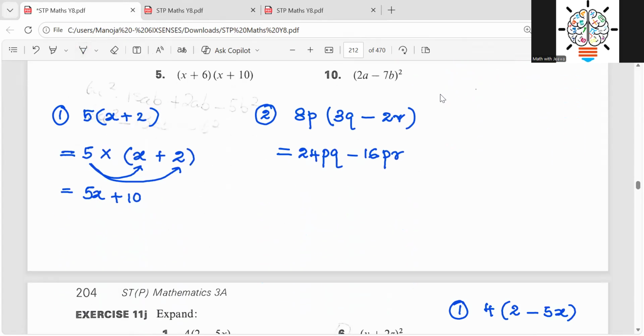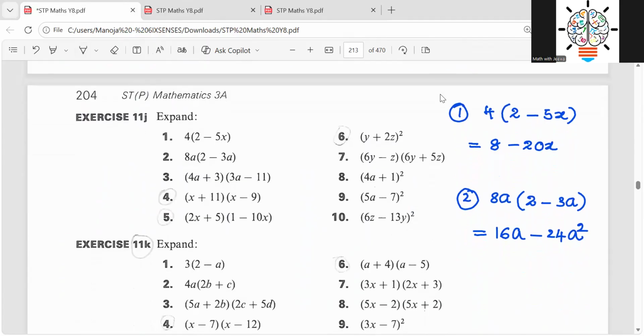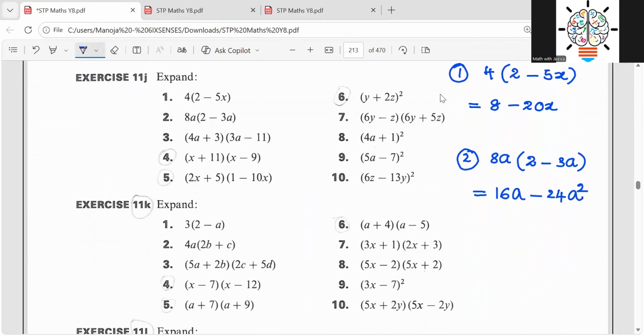We will go for a similar kind of question here. Question number 4. Now question number 4, now I'm going to do without having the arrows, right? Earlier one that I used the arrows, but in the exam we are not using the arrows like that. You can do it in mind. So then the x times x, x squared, x times negative 9, negative 9x, and 11 times x, 11x, and positive 11 times 9, 99. Positive 11 times negative 9, it is negative 99, right?